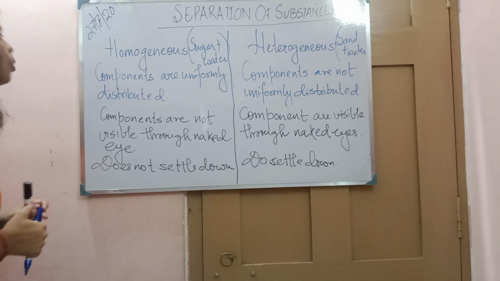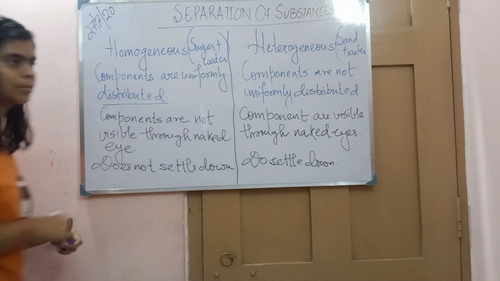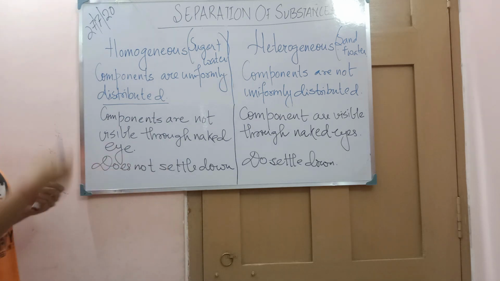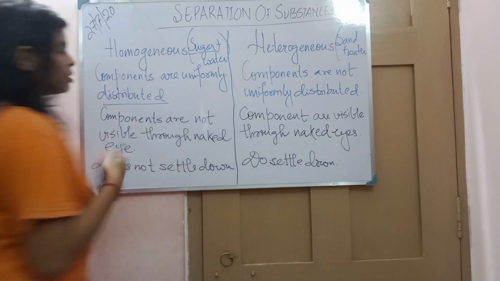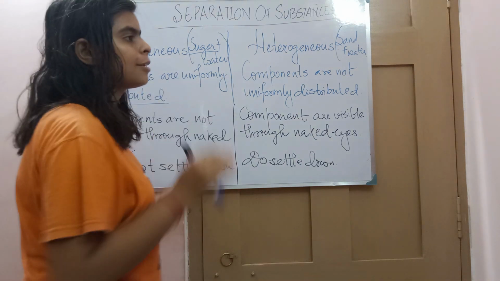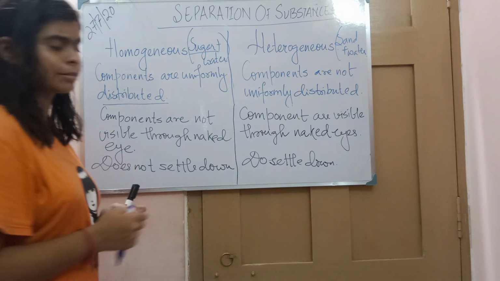Now let's see. Homogeneous mixtures are those where the components are uniformly distributed. Uniformly distributed means that when we dissolve sugar, we find the sugar in all proportions, in all the layers of the water. It is equally distributed. We can't distinguish the sweetness.